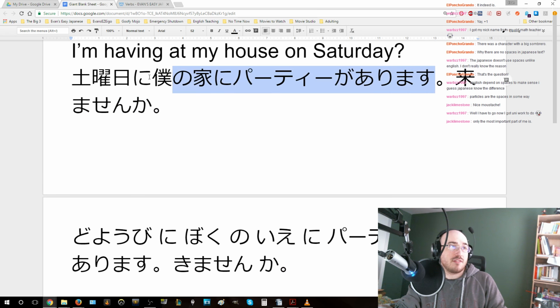The ni particle after a day or something like that tells us when something happens. Boku no ie links me to my house. It's the house of me, or my house. There's the location of inaction. Arimasu is not an action. You don't have to act to exist.